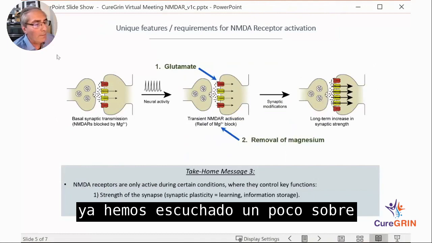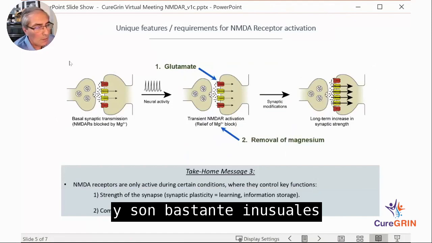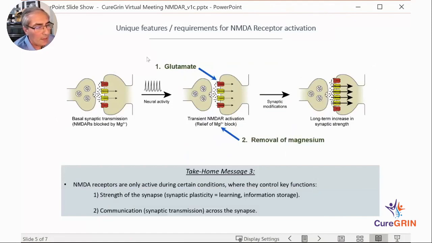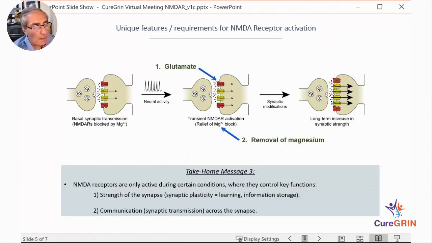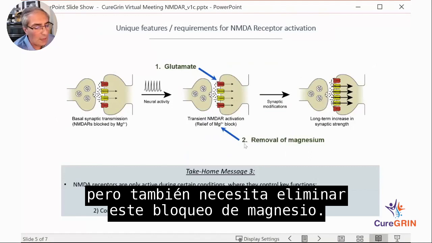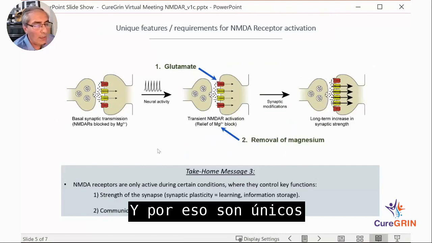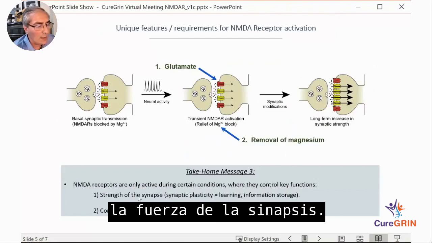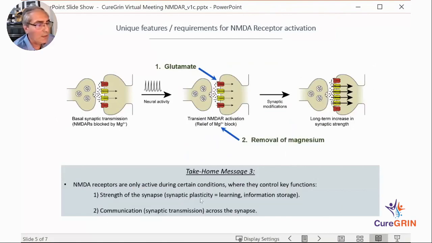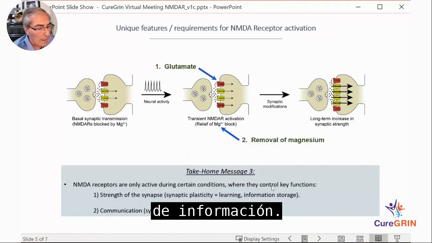We've already heard a little bit about some of the properties of NMDA receptors, and they are quite unusual because not only do they require glutamate to bind, but you also need to remove this magnesium blockade. And so they are unique, and they're absolutely critical for controlling the strength of the synapse. Synaptic plasticity is what we call it, and you can think of it as equivalent to learning or information storage.